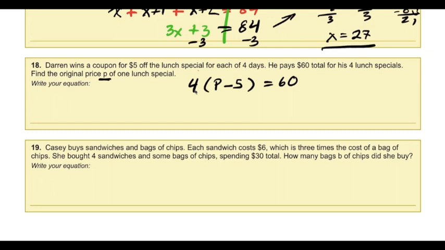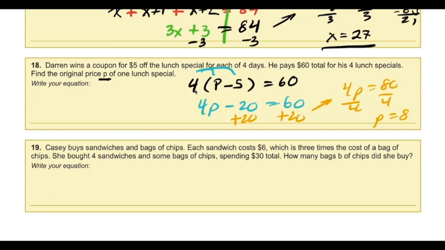Distribute the 4 to everything. 4P minus 20 equals 60. Then we're just going to add 20 to both sides. So I get 4P equals 80. And then we divide by 4. You get P equals 8. So it's paying $8 for his lunch. So the original price is $8.